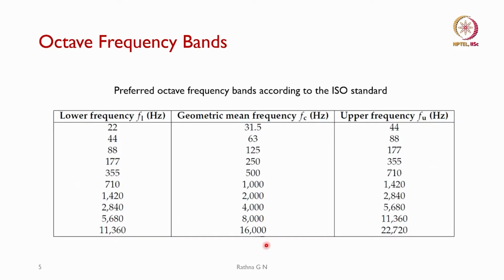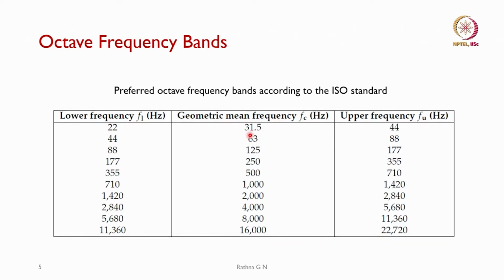To see the octave frequency bands, you can go to the net and search for it, and you will get it. Here are the preferred octave frequency bands according to the ISO standard. You will see that the lower frequency F1 is 22 hertz to 11,360 hertz, that is 11.36 kilohertz. In the geometric mean frequency, that is the center frequency, what we call it.